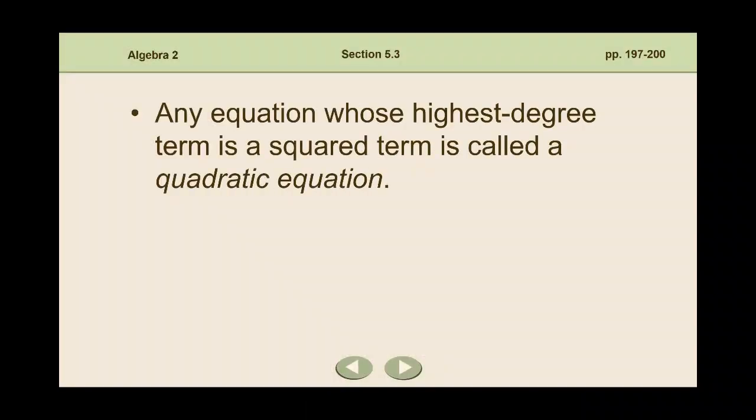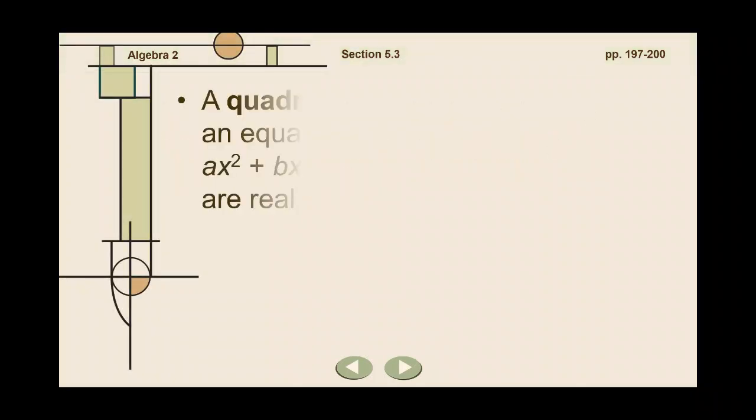In this lesson, we're going to talk about quadratic equations. We've looked at quadratic expressions before. An equation will be set equal to a particular quantity and will have a solution. So any equation whose highest degree term is a squared term is going to be called a quadratic equation, and we will learn today how to solve them by factoring.